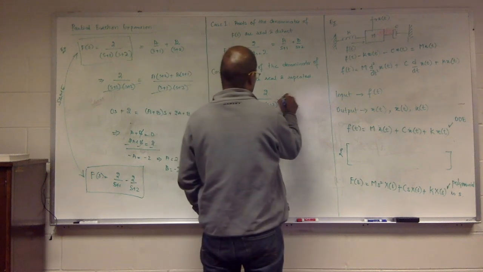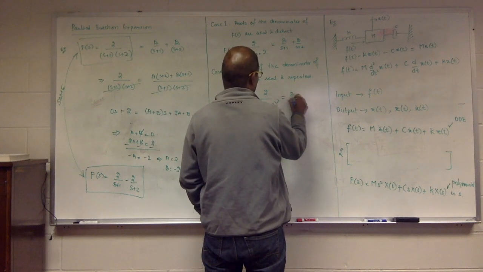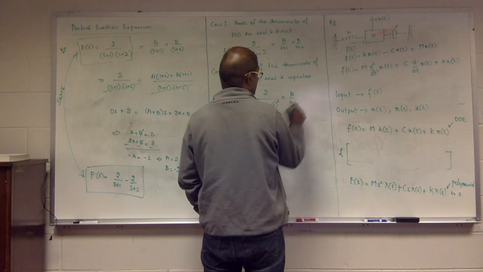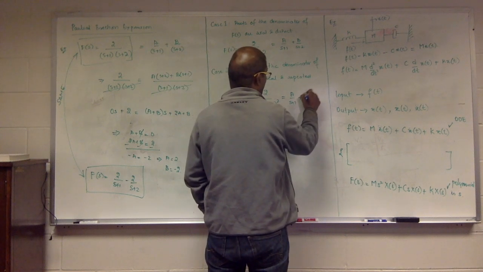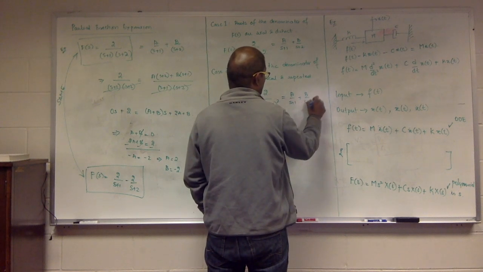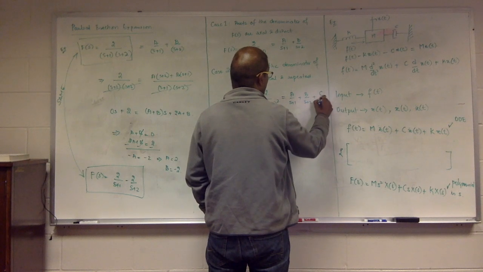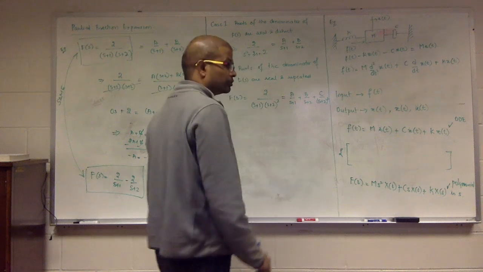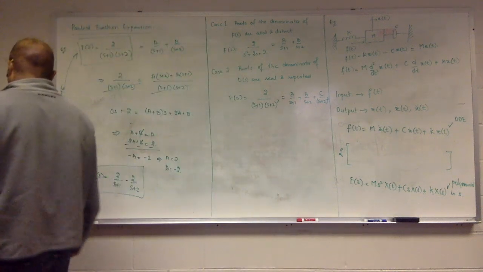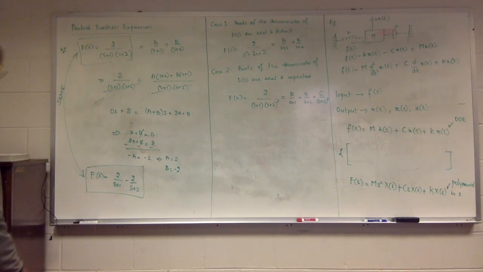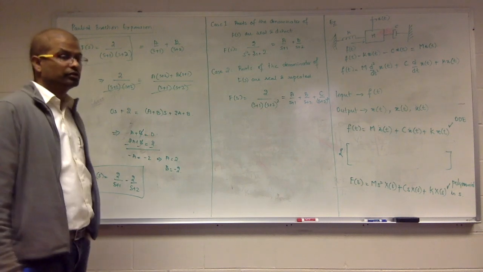So here the partial fraction expansion looks like this: A over s plus 1, B over s plus 2, C over s plus 2 squared. Okay, so you need to figure out A, B, C.